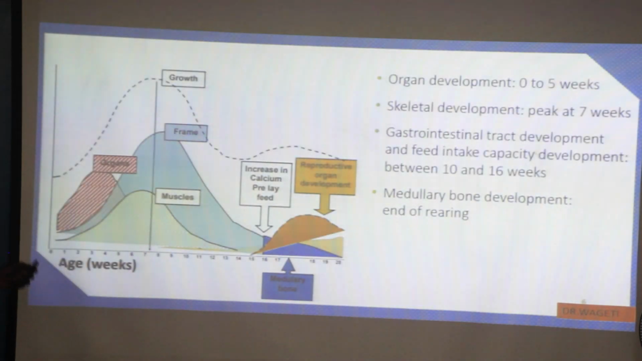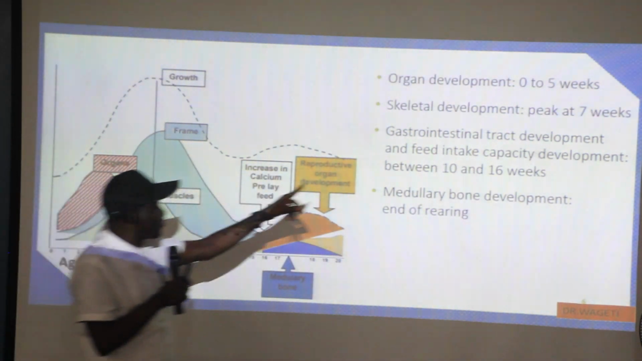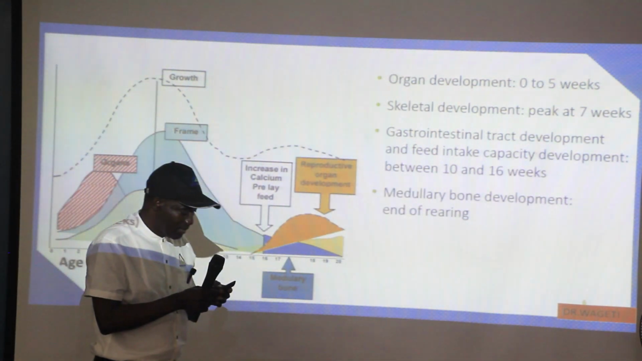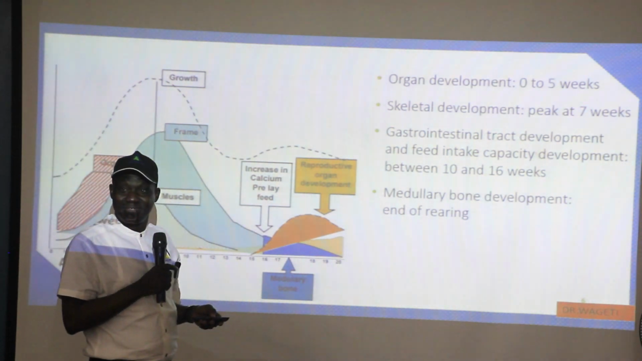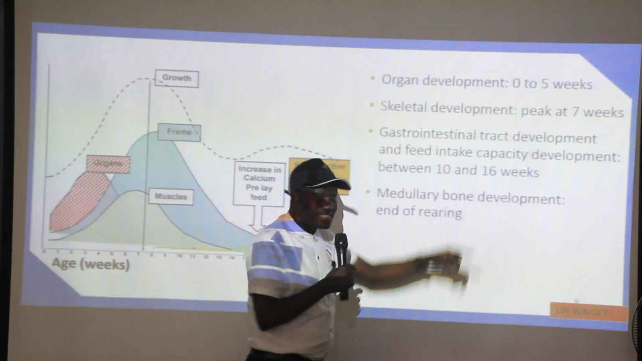And I want to say something here also. Organ development, 0 to 5 weeks. Skeletal development peaks at 7 weeks. You can see it, peak at 7 weeks. Gastrointestinal tract development is between 10 to 60 weeks.